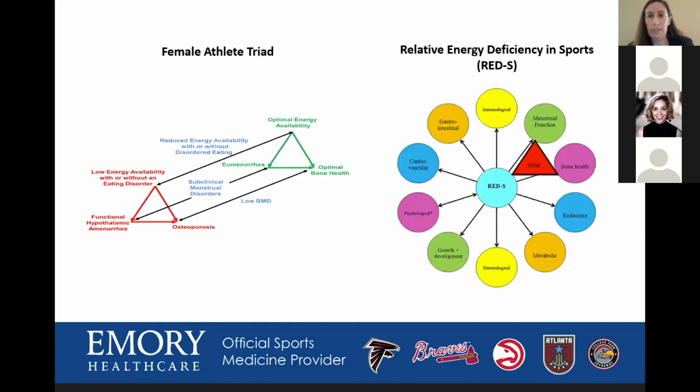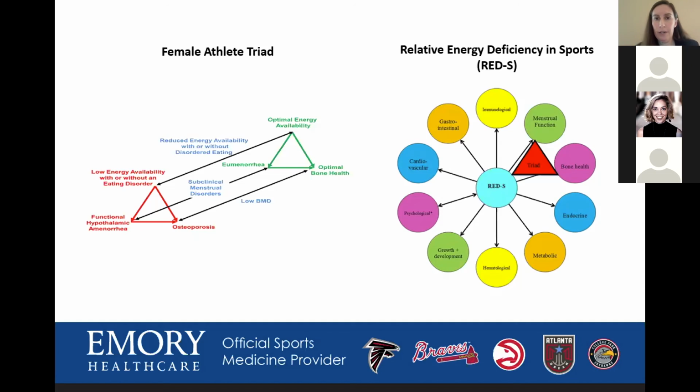This is the idea of relative energy deficiency in sports that we have talked about already. This is to highlight that it is important for us to recognize the complex nature of bone stress injuries. The concept of female athlete triad was first recognized within the sports community in the 1990s. This was really the first time that there was a universal recognition of the interrelatedness between energy availability, hormonal and menstrual health, and bone health, and that a dysfunction in one of these areas can certainly impact the other areas.